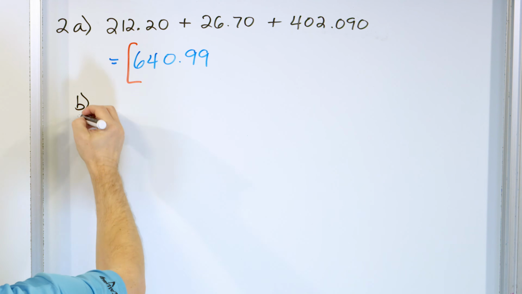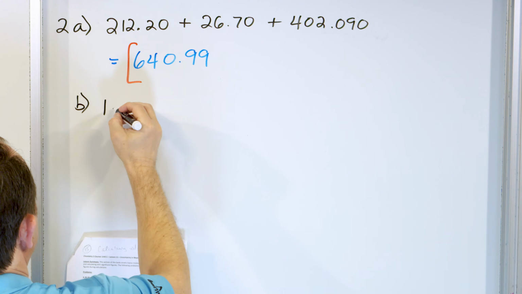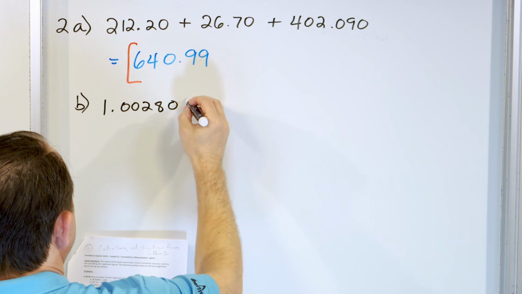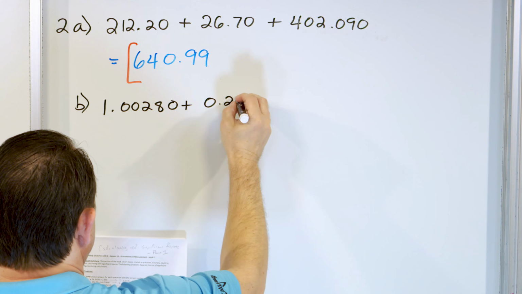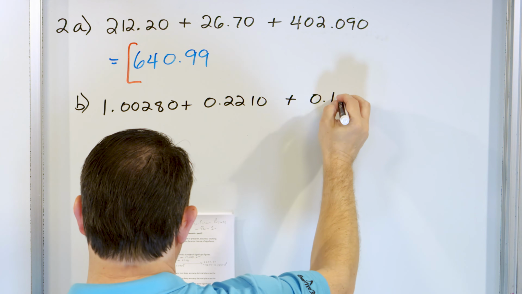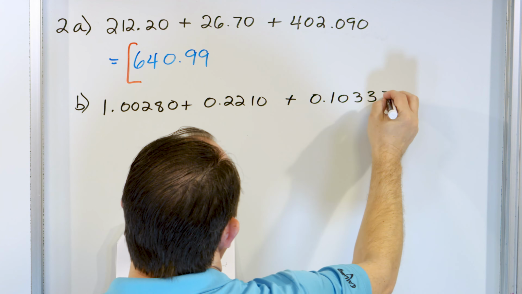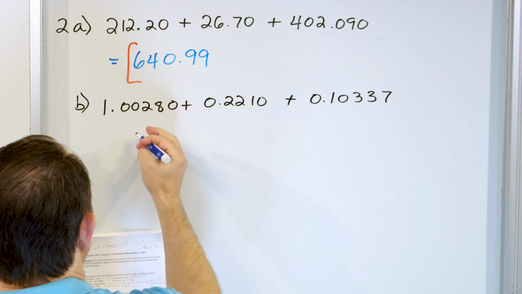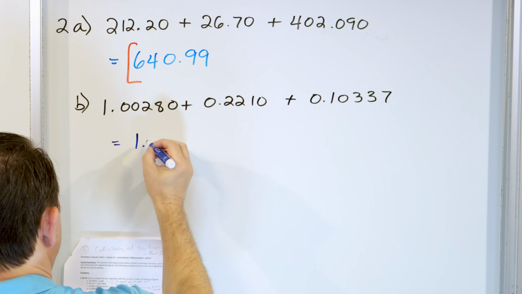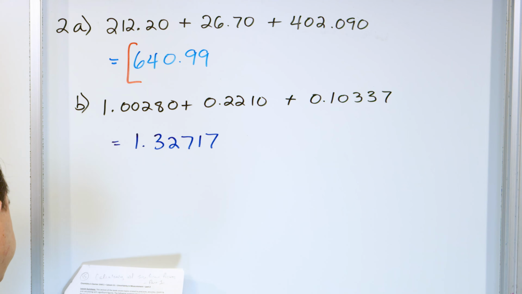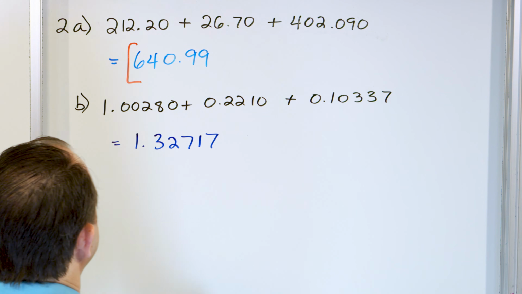All right, let's take a look at B. B is 1.00280. We're going to add to that 0.2210. And we're going to add to that 0.10337. Now, when we add all of these numbers up, we get 1.32717. And then we have to ask ourselves, how many significant figures do we round to?